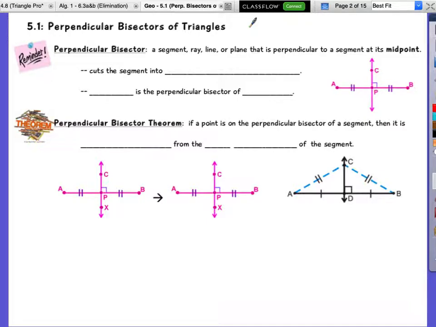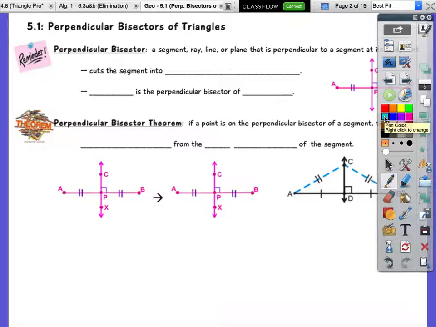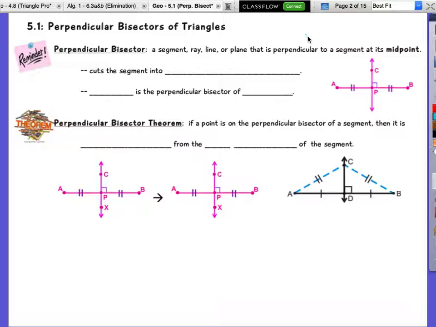90-degree angles, very good. Bisect, what's bisect mean? They connect, they split, they intersect. They bisect, they split right in the middle. So it's supposed to do it in two halves, right? Okay, so a perpendicular bisector is a segment, ray, line, or plane that is perpendicular to a segment at its midpoint. Midpoint is the middle point of a segment, right? So it cuts the segment into two congruent parts, two halves, right? Two halves make a whole.